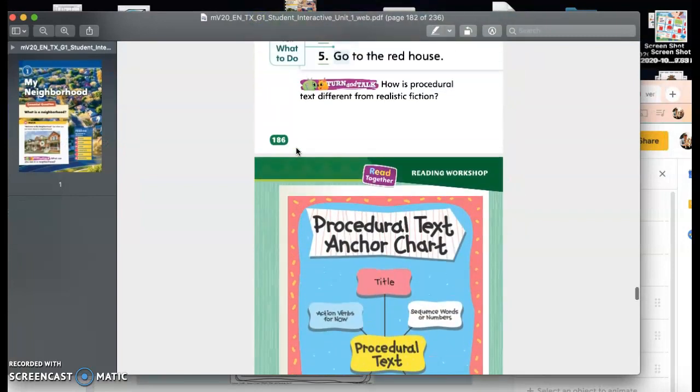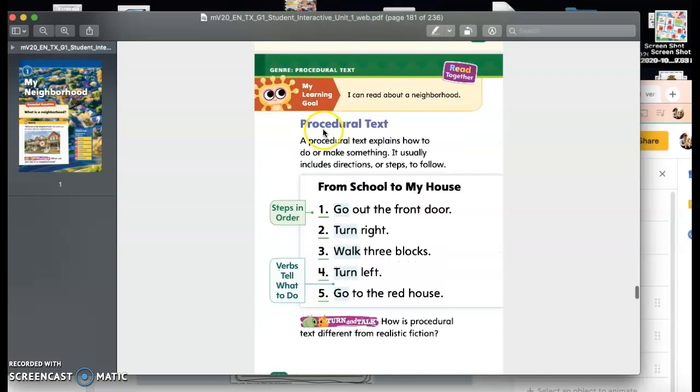Let's go over this week. We're going to be reading a procedural text. A procedural text explains how to do or make something. It usually includes directions or steps to follow. So for example, this one says from school to my house. And look, here are numbers in order. So this is steps to follow. It's telling us how to do something. So it says number 1, go out the front door. 2, turn right. 3, walk 3 blocks. 4, turn left. 5, go to the red house.